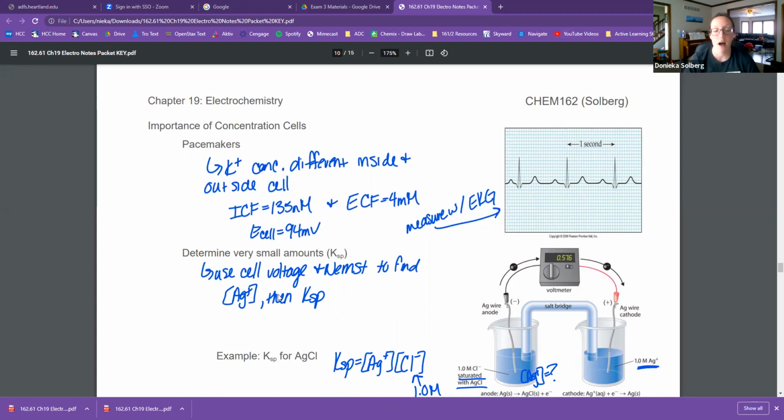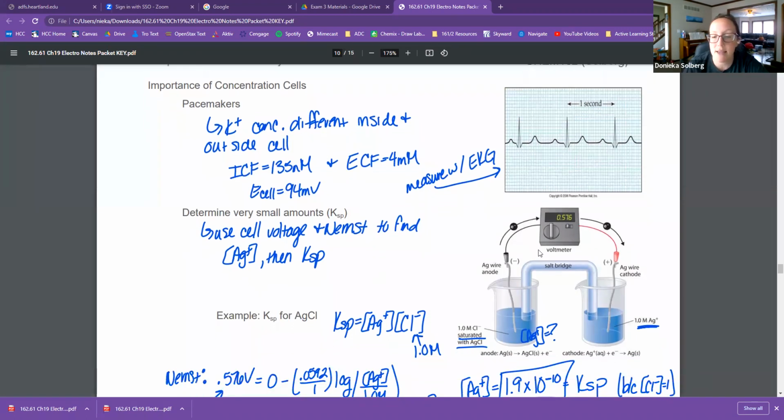Okay, so silver chloride, AgCl, is a very insoluble compound, so I want to look for the Ksp of that. What I do is set up this concentration cell with a saturated solution on one side. That's going to be Ksp, right? Because it's saturated. So for AgCl, Ksp is Ag times Cl.